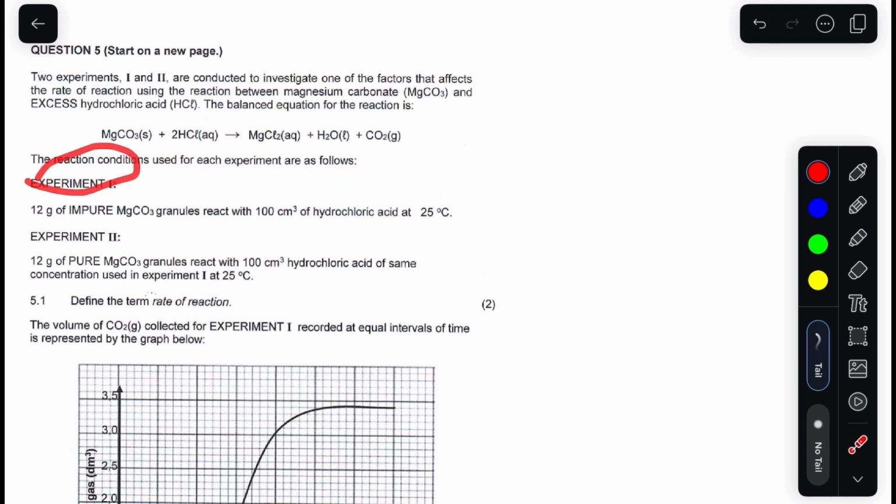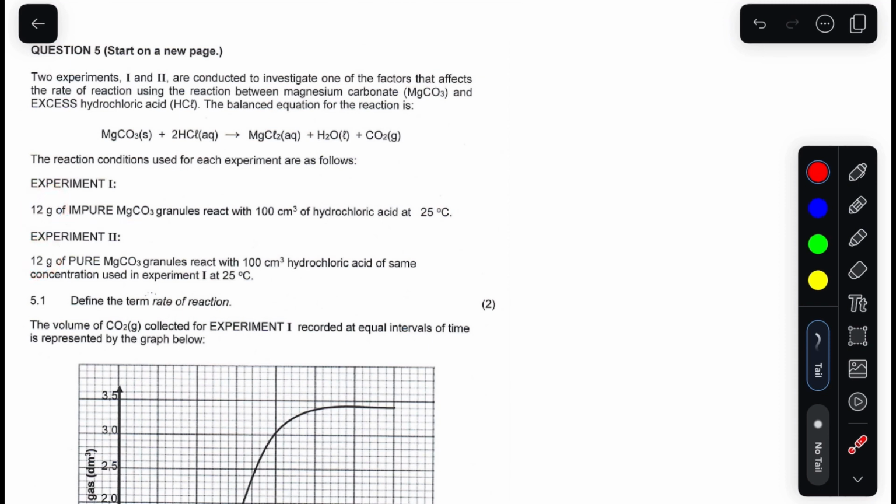In experiment 1, they use 12 grams of impure magnesium carbonate granules reacting with 100 cubic centimeters of hydrochloric acid at a temperature of 25 degrees Celsius. In experiment 2, they use 12 grams of pure magnesium carbonate granules reacting with 100 cubic centimeters of hydrochloric acid at the same concentration used in experiment 1. So the only difference between experiments 1 and 2 is that the mass is the same, but this is 12 grams of an impure sample.